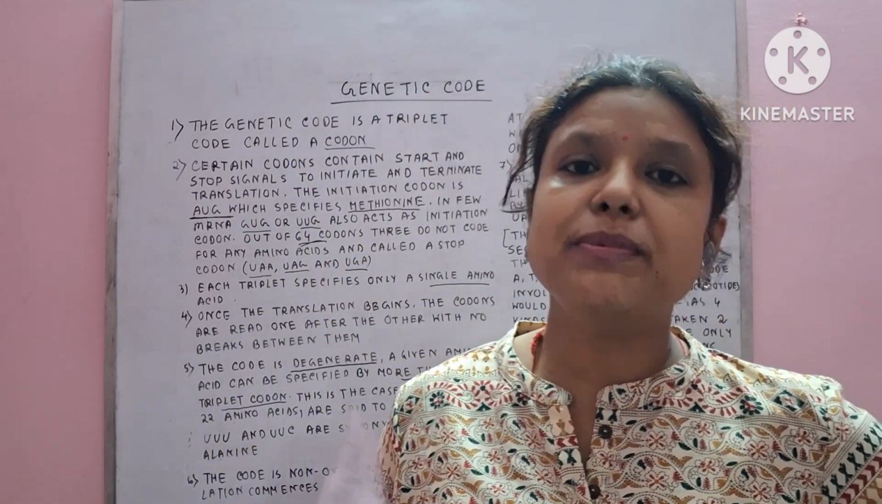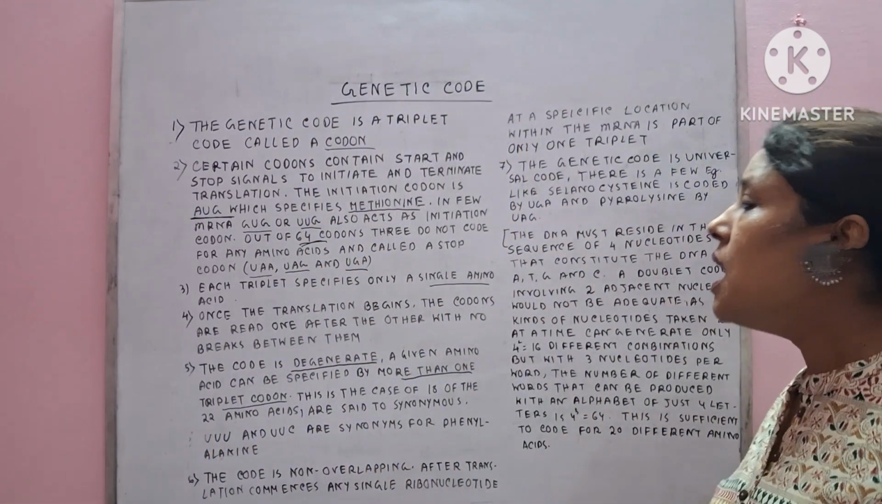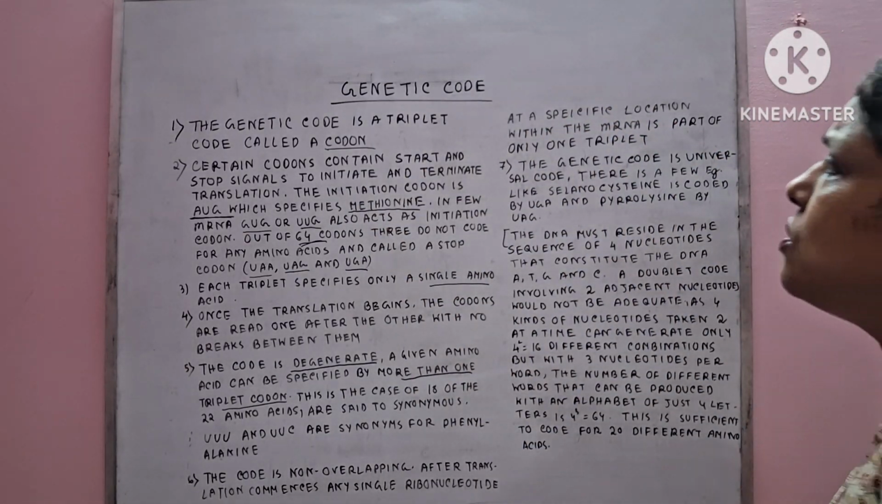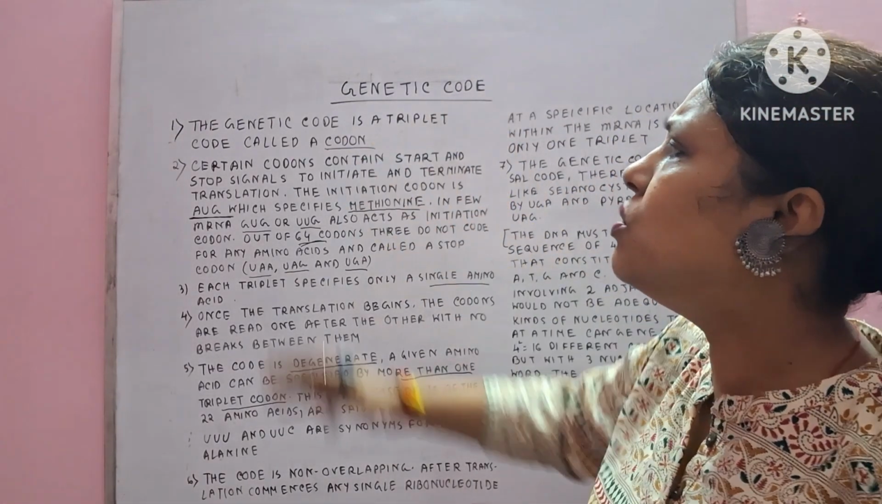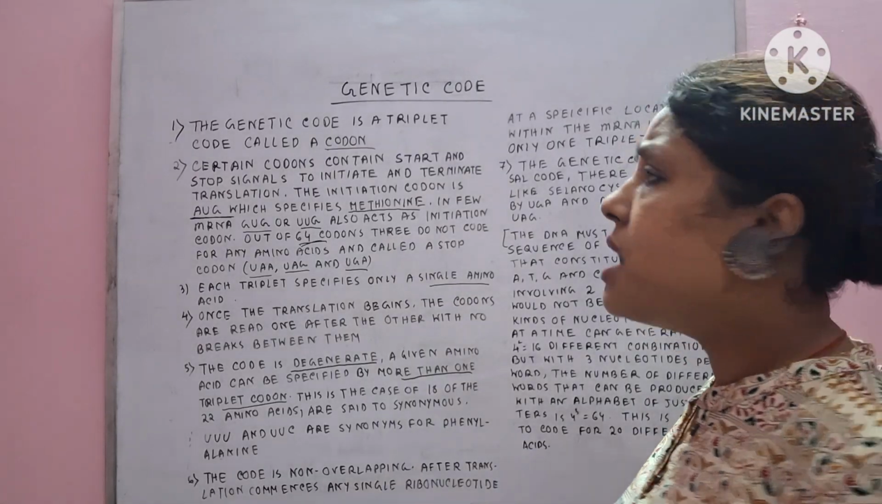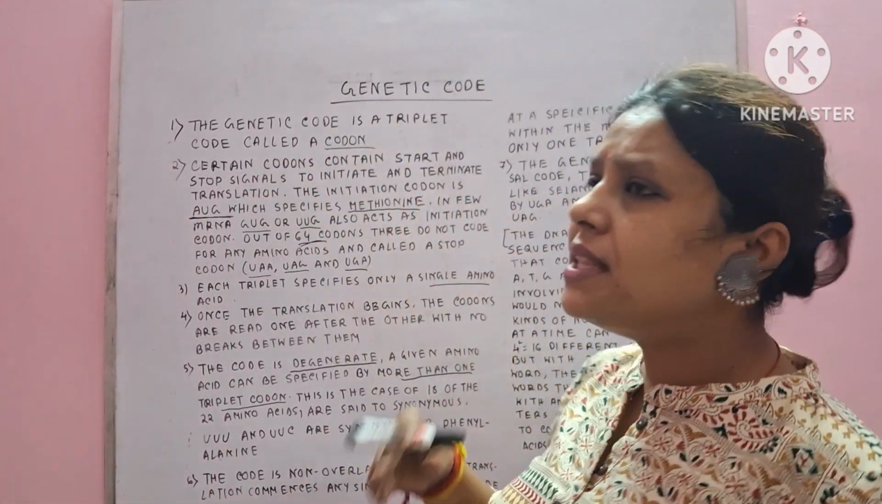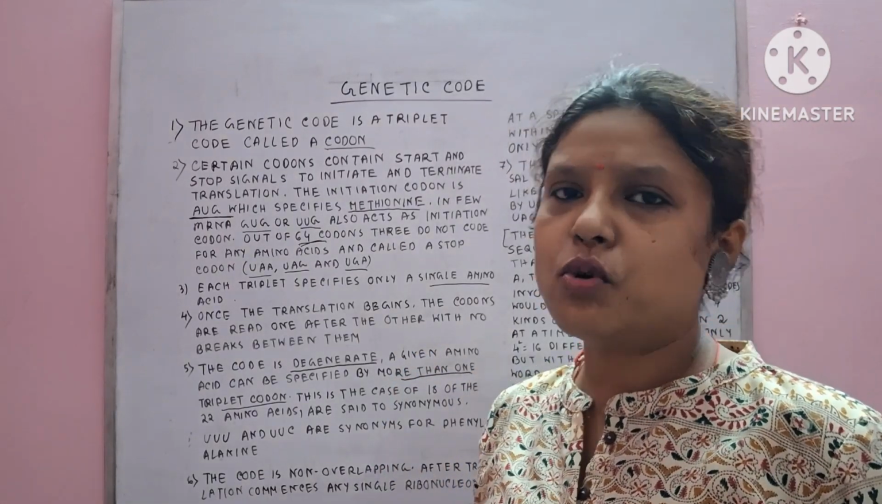So first, the genetic code. What is the genetic code? Genetic code is the triplet code and this is called the codon. Without the presence of codon, the translation process can never be started.